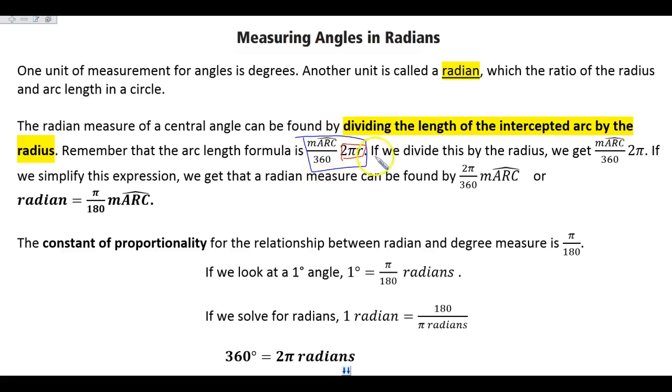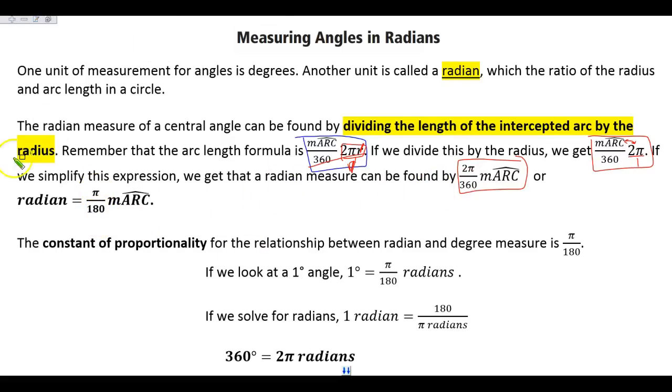So if I take the arc length formula and divide it by r, then these r's are going to reduce to 1. So I'm going to get this formula over here, the degree of the arc over 360 times 2 pi. Remember that this is 2 pi over 1, and these are being multiplied together, so I can put them in any order I want. So all I'm going to do is switch these two. It's going to be 2 pi over 360 is the measure of the arc, and if I reduce 2 over 360, I'm going to get pi over 180.